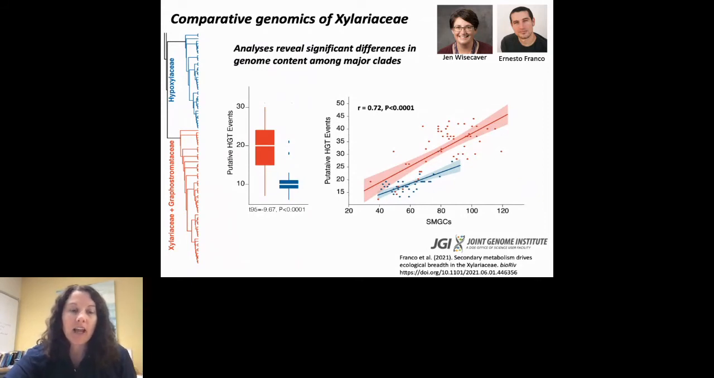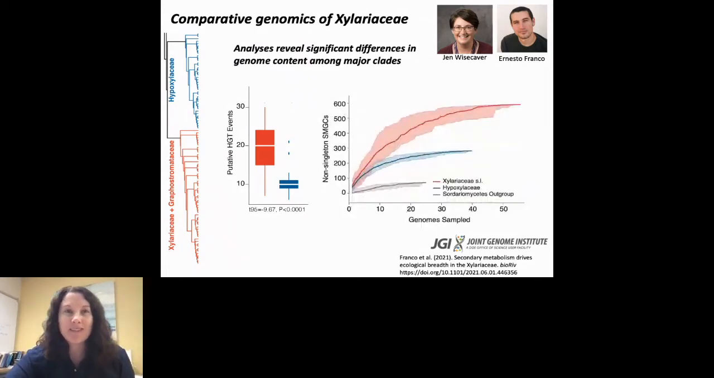Here I'm showing a correlation between the number of horizontal gene transfer events per genome and the number of secondary metabolite gene clusters predicted per genome. We can see that although Hypoxylaceae in blue has had fewer horizontal gene transfer events, regardless, the gene transfer events are positively correlated with secondary metabolite gene clusters. So both clades have experienced horizontal gene transfer of secondary metabolites.